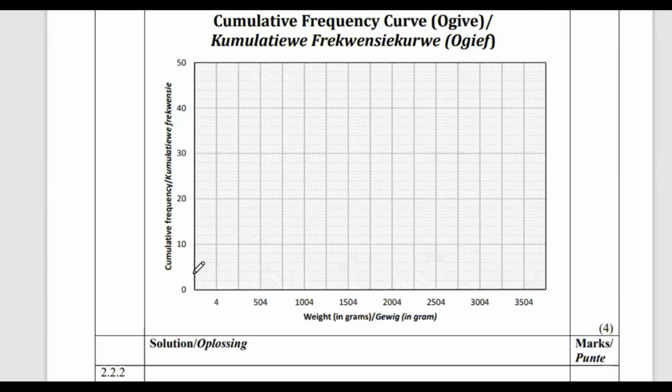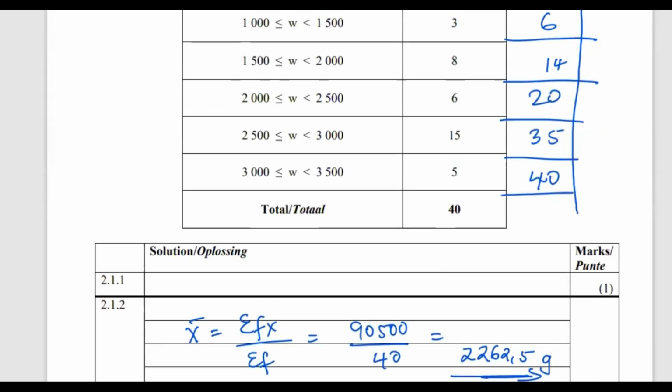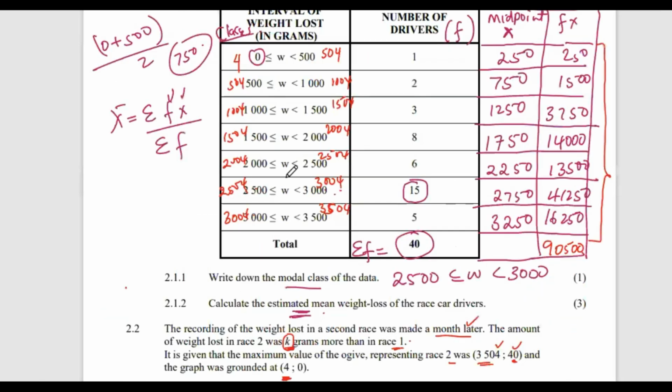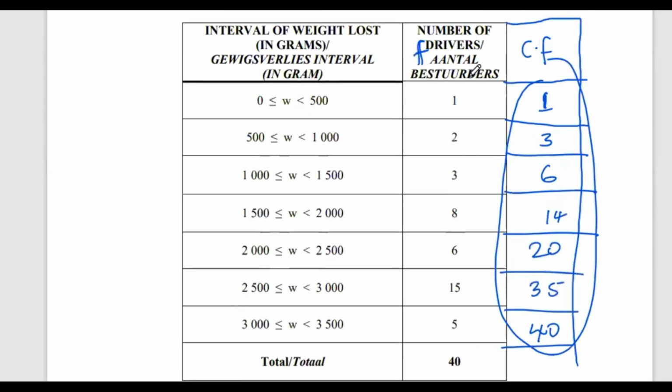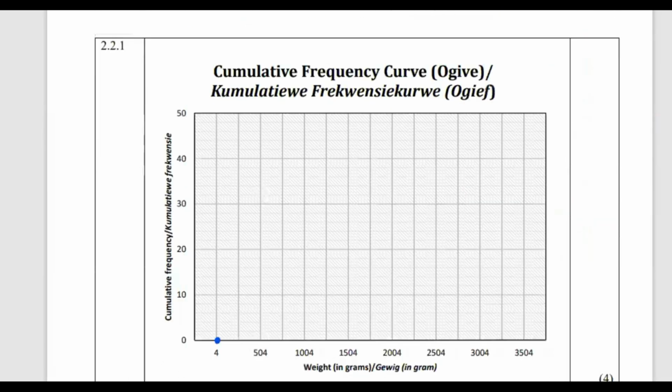Okay, so they say they are grounding it at that. Remember, when we are plotting our graph, we normally use the upper classes. So these classes are what we use against the cumulative values. The first one, which is going to be 504, goes with 1. So 1 is somewhere there. And then 1,004 is going to go with, we said it's a 3.